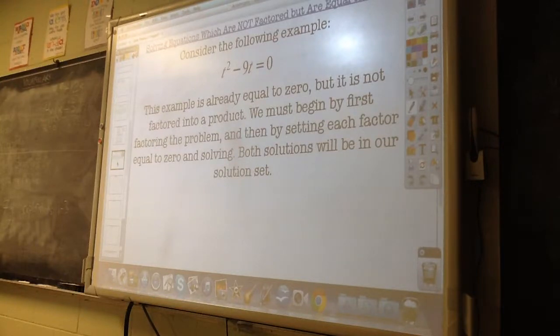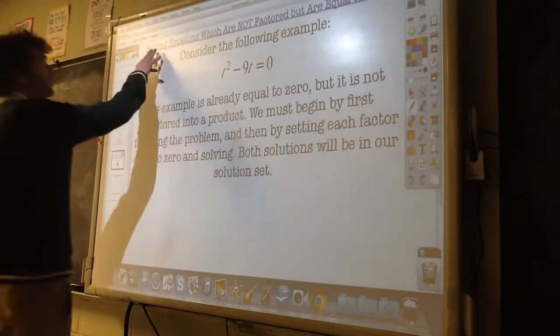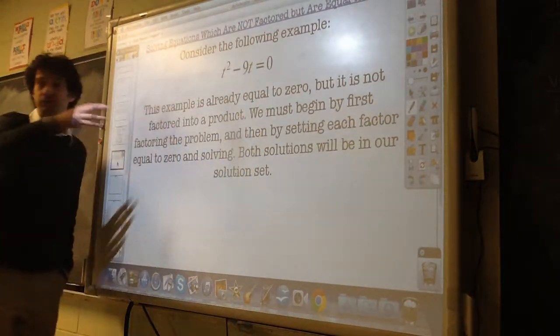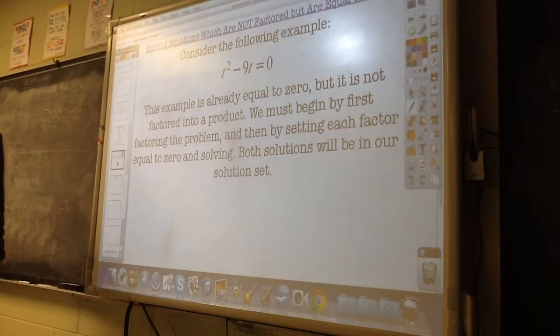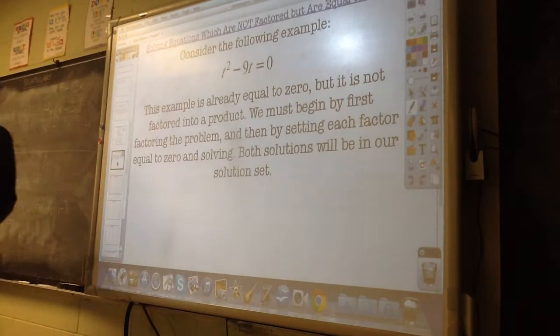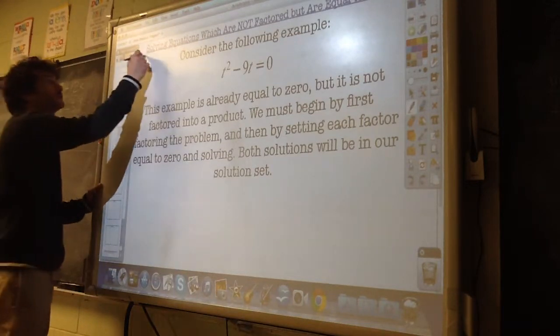Okay, so the ones we worked before were already factored, and now you'll see on this slide it says solving equations which are not factored but are equal to 0. So if it's not factored, I'm going to have to factor it. That requires me to remember how to factor. And it's been a while since we've gone over that, but it should still be rattling around in your brain somewhere. So I'll rewrite the checklist.